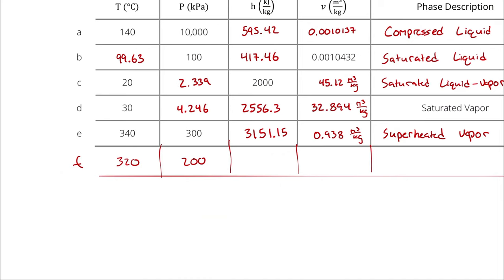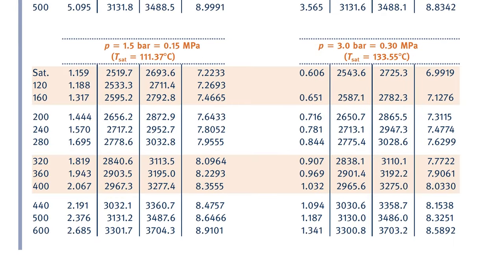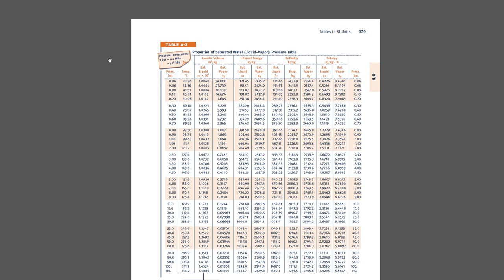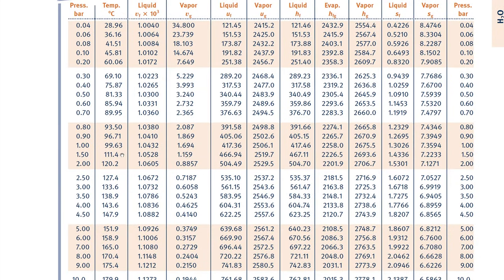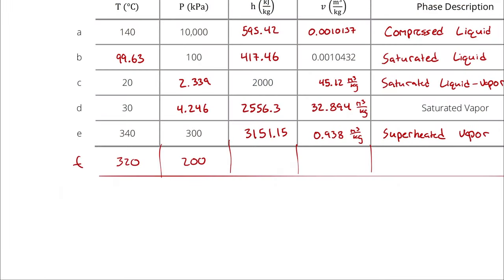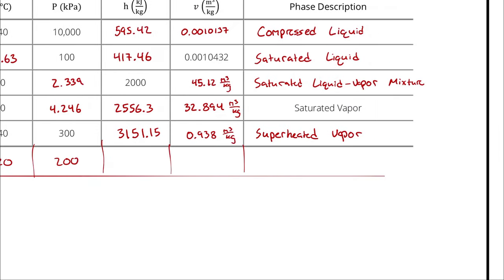At 200 kilopascals, which is 2 bar, I can look up the saturation temperature. Saturation temperature corresponding to 2 bar is 120.2 degrees Celsius, which means that I have a superheated vapor again, which means that I'm going to go back into table A4, and I'm going to find the pressure subtable corresponding to 2 bar. I'm sure there will be a pressure subtable corresponding to 2 bar.